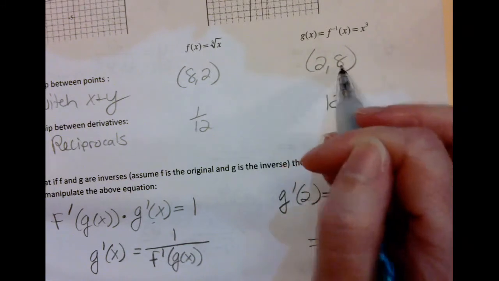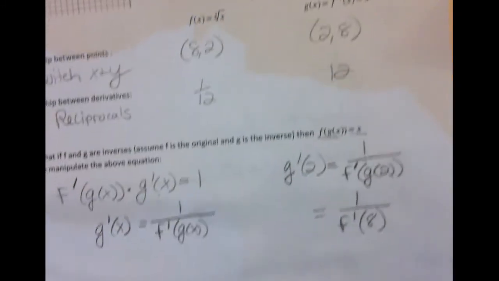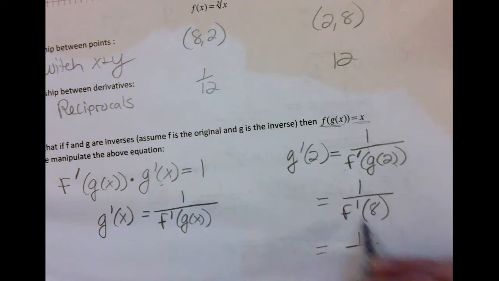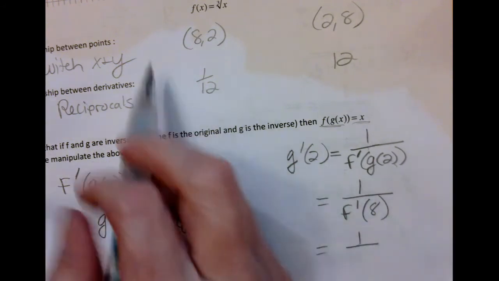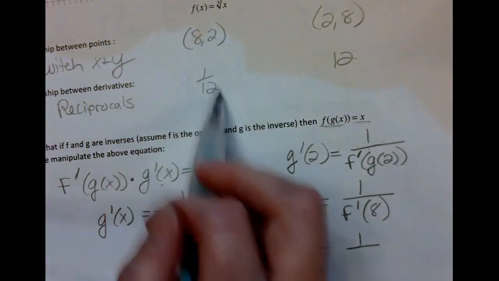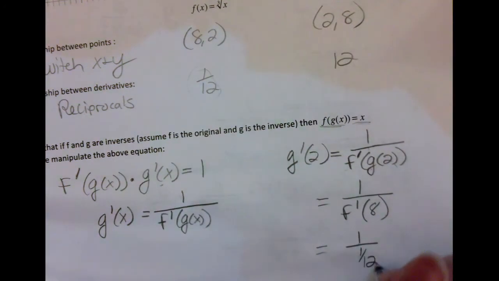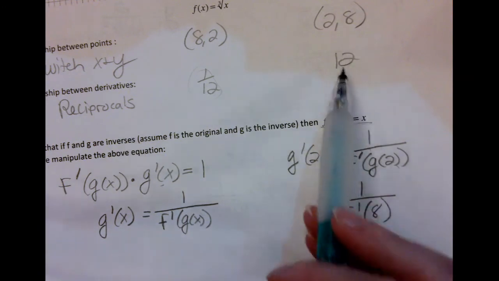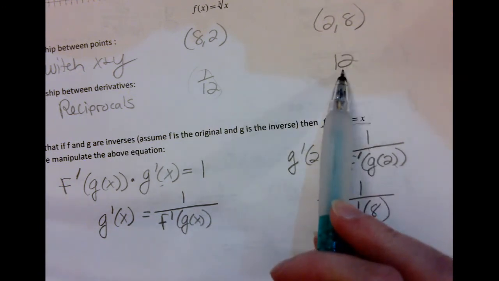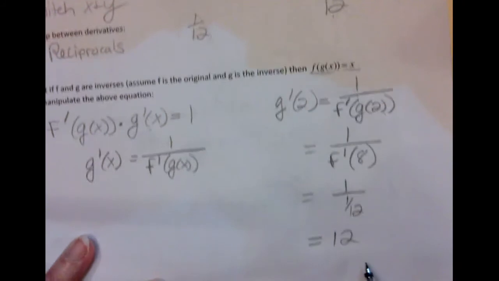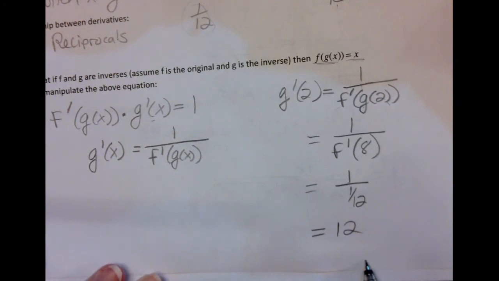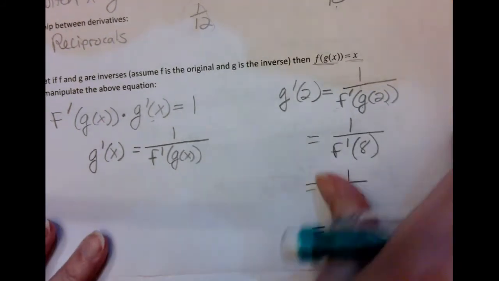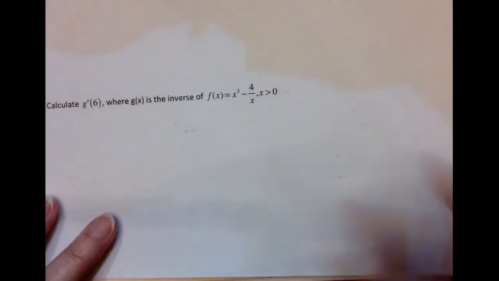At 2, we're at a height of 8. So we have f's derivative at 8 now. I go to the original function, and its derivative at 8 was 1/12. If I simplify, I get 12, which is what we said the derivative of the inverse should be. So now it's working out analytically as well. Making connections. I'd pause the video and try the first two parts before watching.